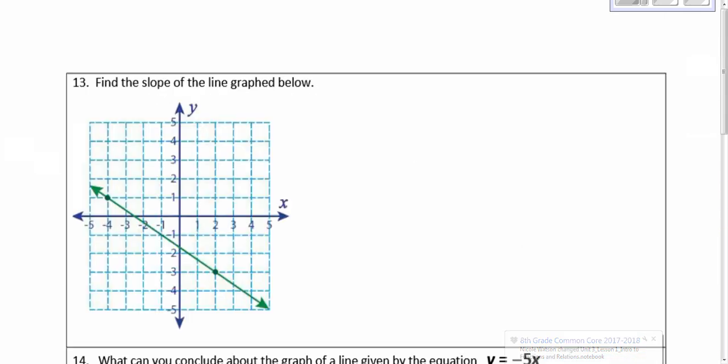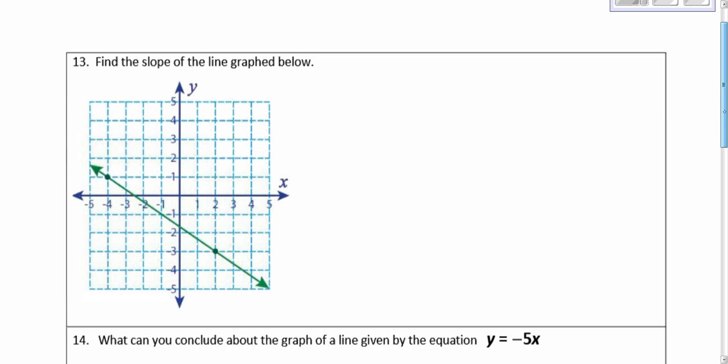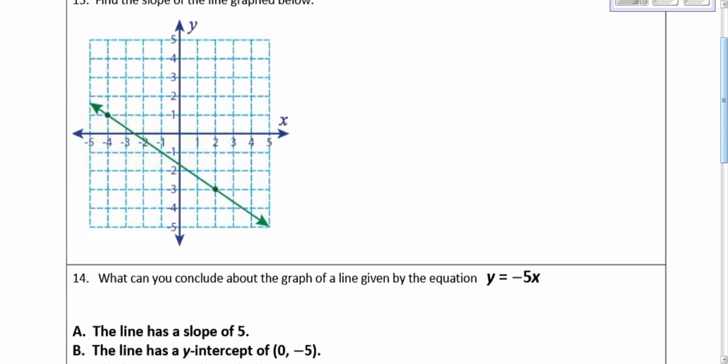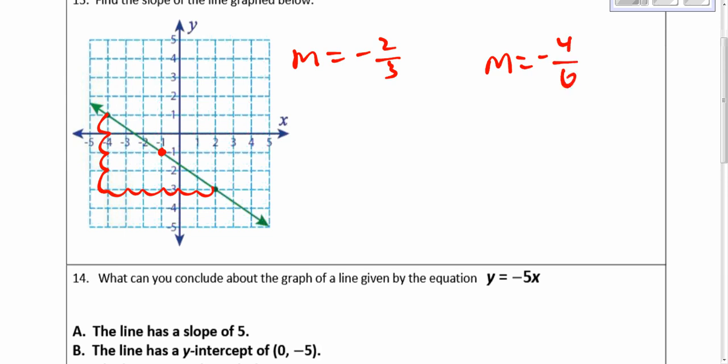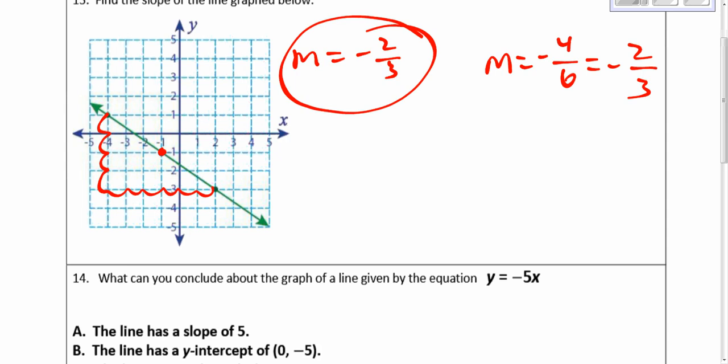Next page. Find the slope. When they give you a line on the graph, your best bet is to do rise over run. So they give you 2 points, but you can really do any 2 points you want. So that one's there too. So it looks like it's down 2 over 3. So the slope is negative 2 over 3. Or you can just go down to the other point, down 4 over 6. So negative 4 over 6, which is the same thing as negative 2 over 3. So that's the slope. Number 14.